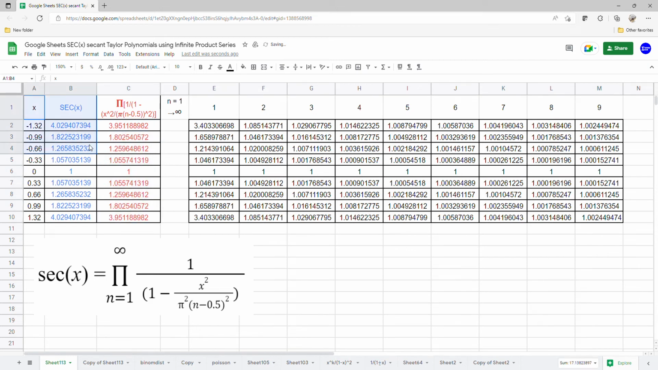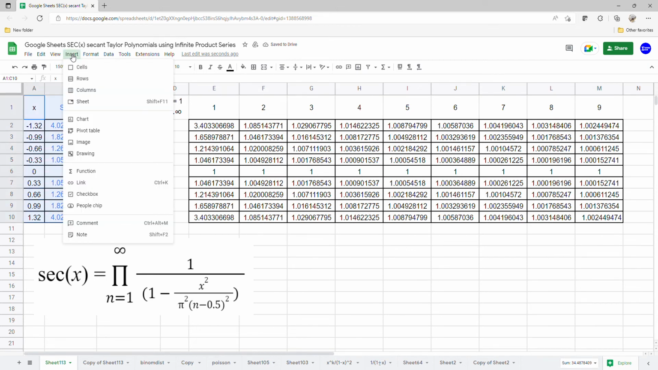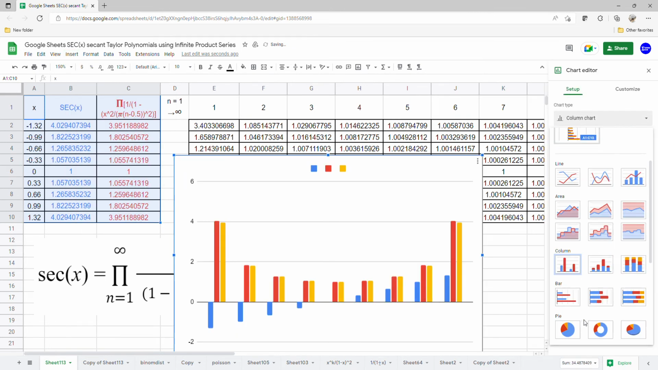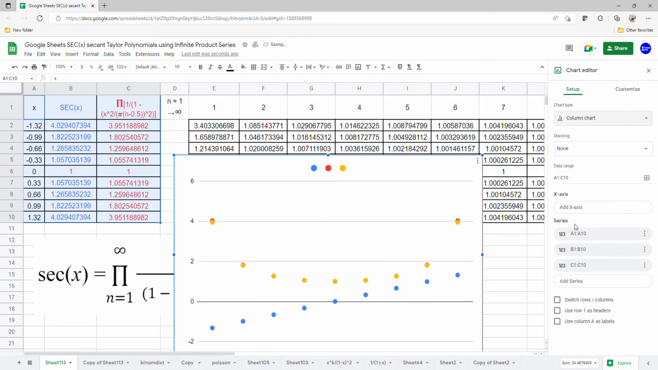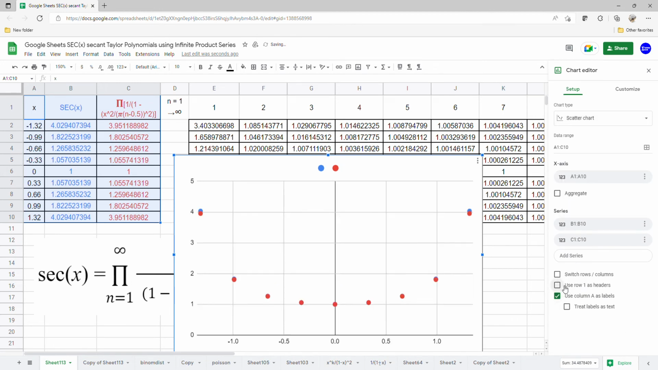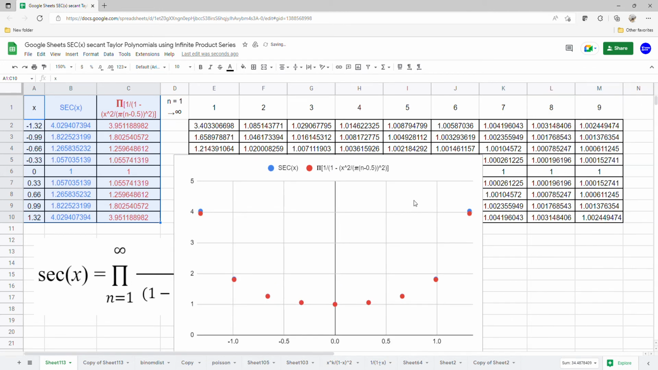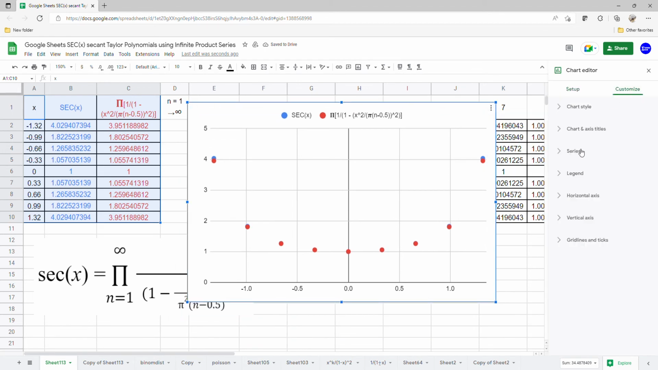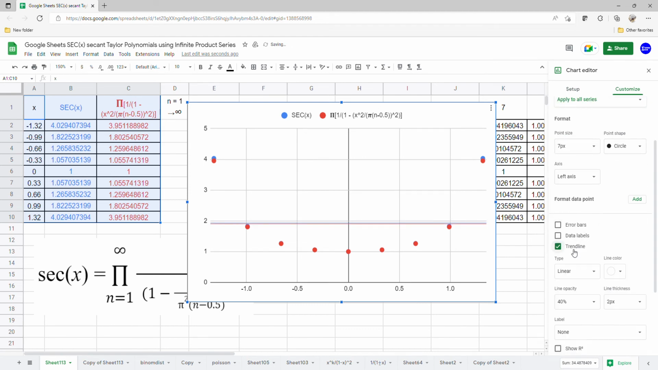And we chart this. Insert chart. And we use scatter chart. Column as label, row 1 as header. And we modify the chart, we show the trend line. Again, edit the chart, customize series, show the trend line.